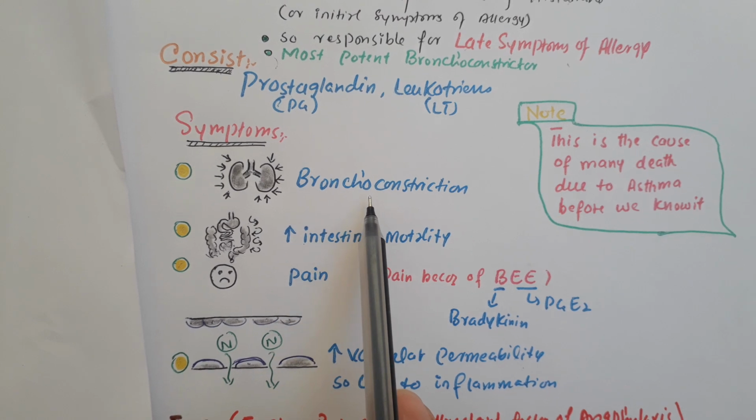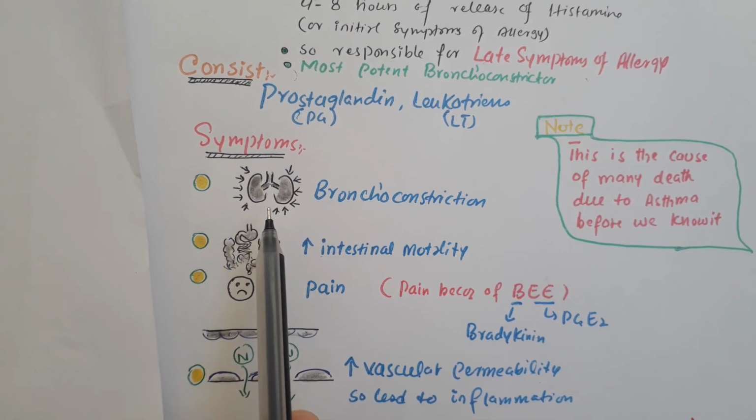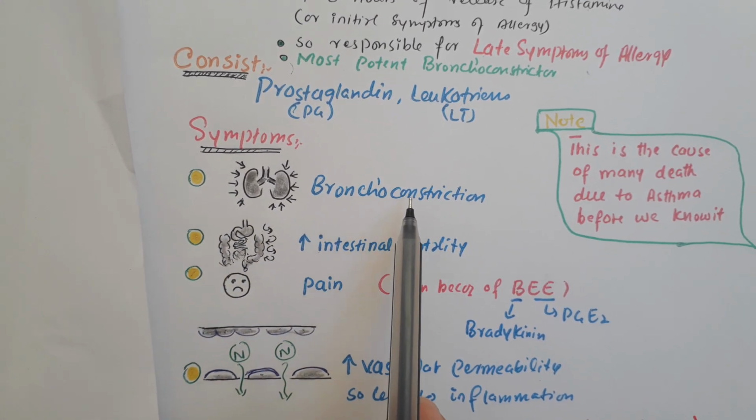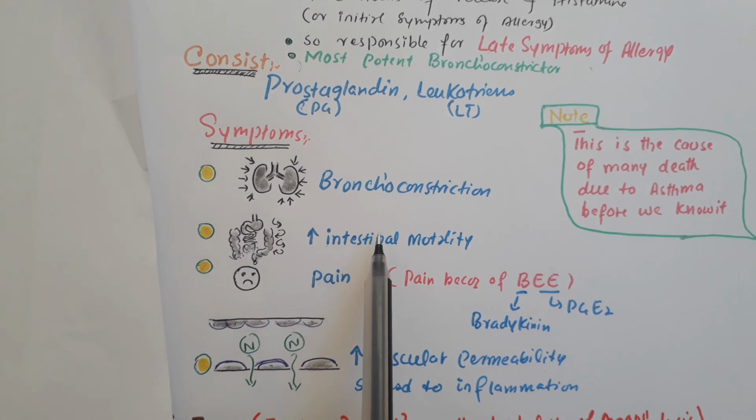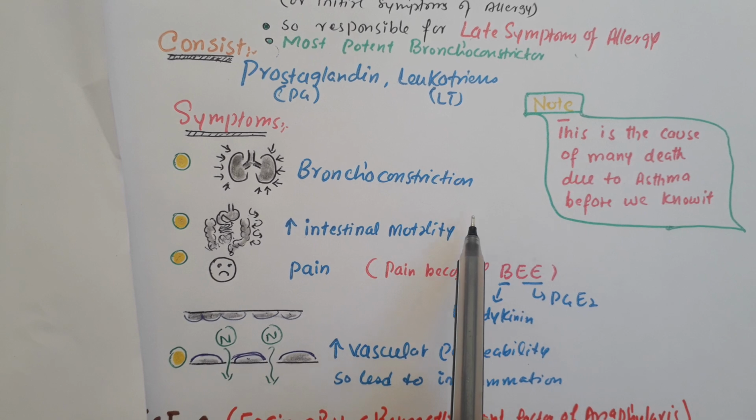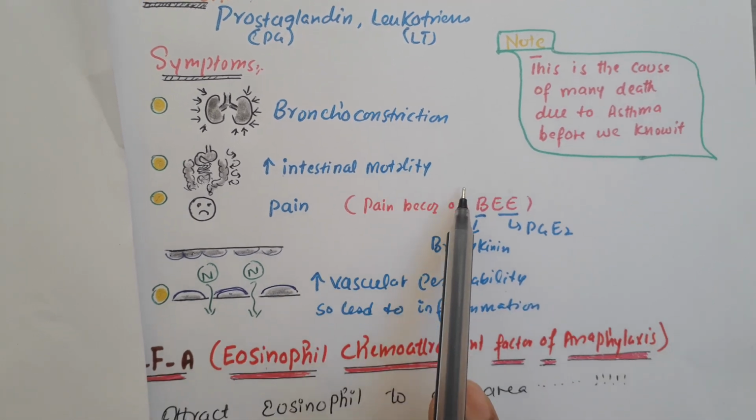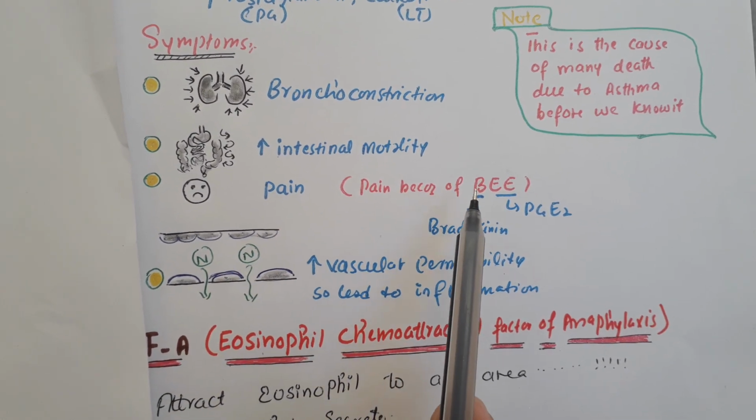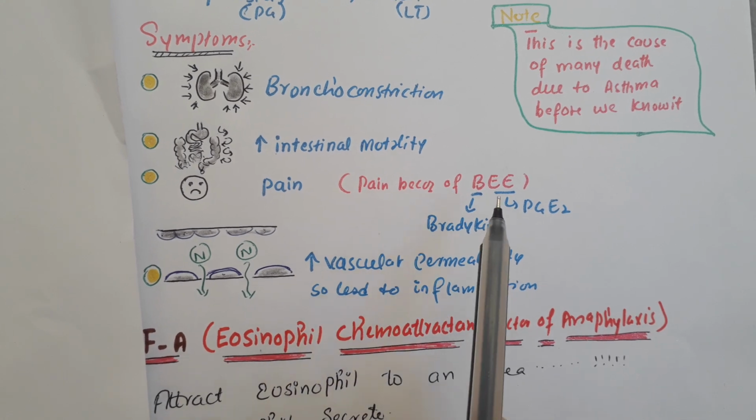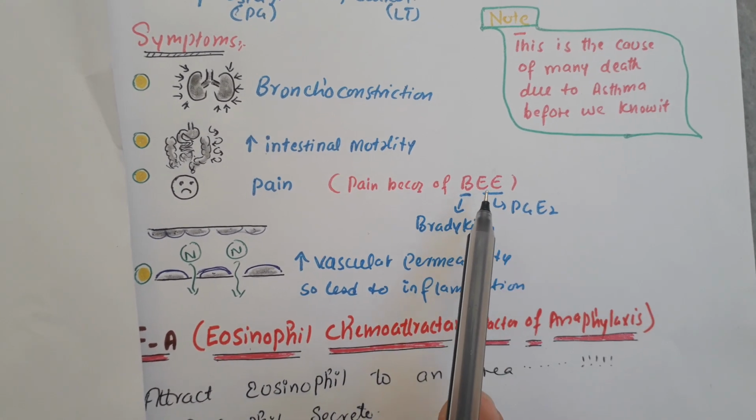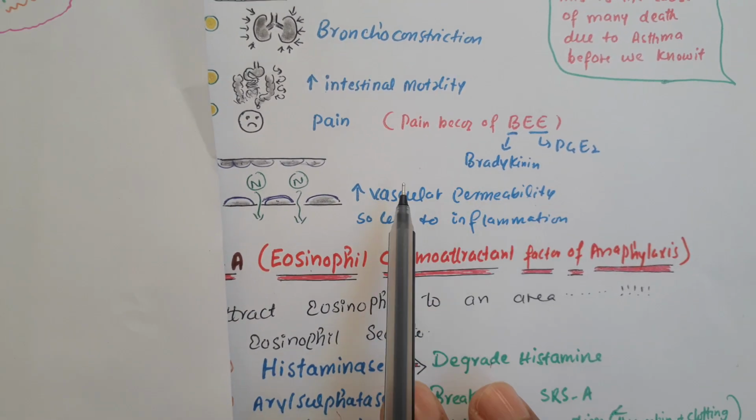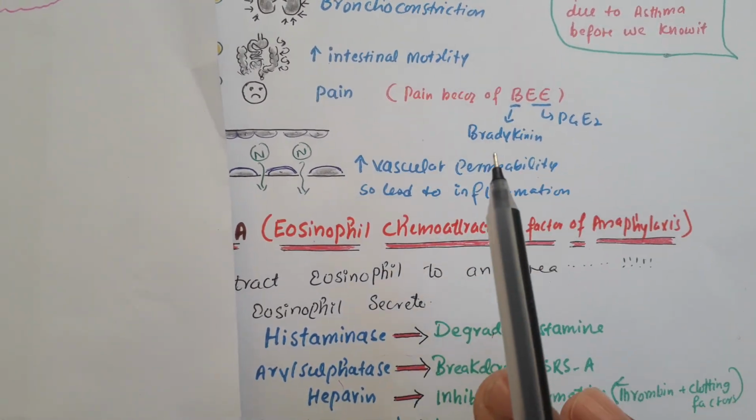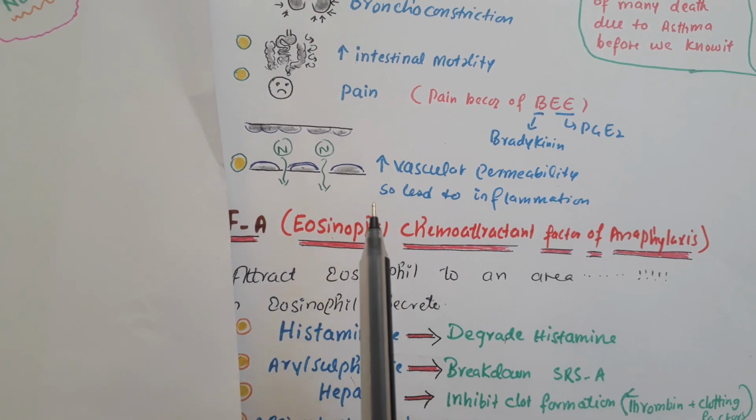Now the symptom will be bronchoconstriction, because there will be smooth muscle contraction which will lead to bronchoconstriction. There will be smooth muscle contraction in the GIT which will lead to increased intestinal motility, so there will be cramps and diarrhea. There will be pain because of B. Pain because of B, this is the mnemonic: bradykinin and prostaglandin E2 will lead to pain. Okay, I will explain this pain in another way too.